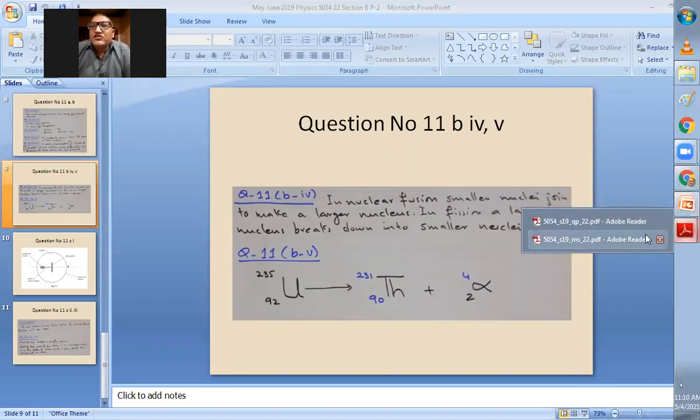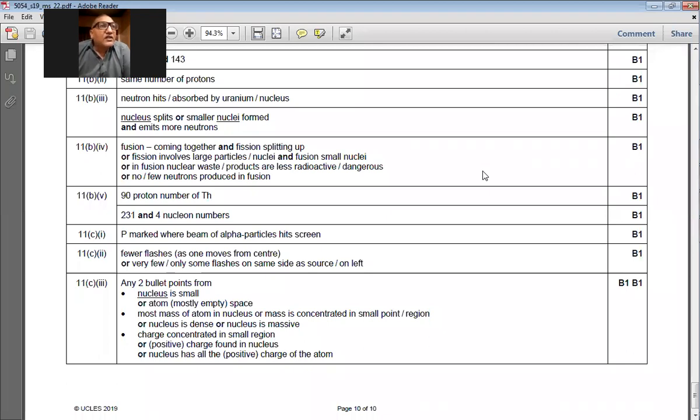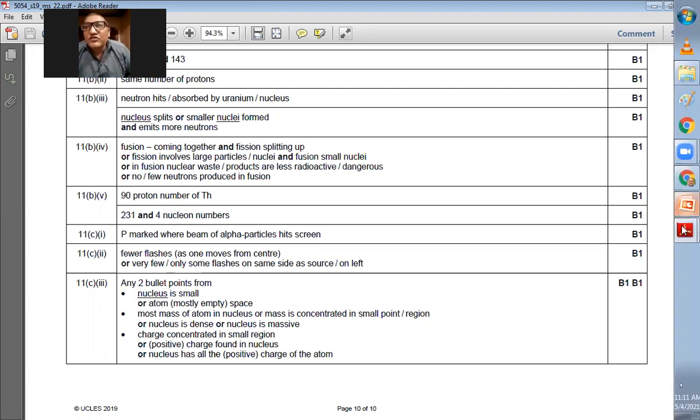Let me show you the marking scheme: 90 proton number of thorium, 231, and 4 nucleon number. So our answer is right. Well, question number 11B, fifth part, our answer is perfect. Okay, so let's move to the next question.